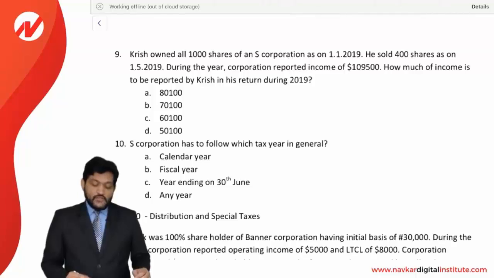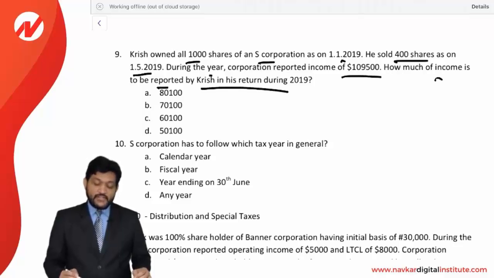Chris owned all 1,000 shares of S Corporation on 1/1/2019. He sold 400 shares on 1st May 2019. During the year, the corporation reported income of 1,09,500. How much of the income is reported by Chris in his return?